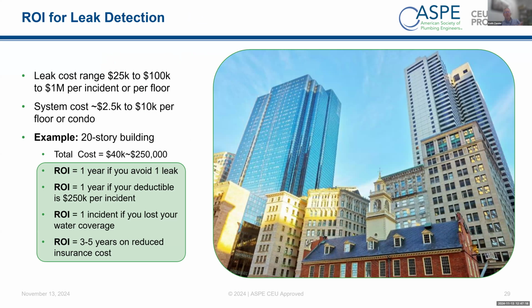Typical ROI calculation, again: leak cost ranges from $25,000 to $100,000 to $1 million per incident per floor. Normally people don't take action until they have pain, when they start making claims and the insurance company starts giving them pushback. Then they look at what it takes to install a system. If it's $2,500 per space or $10,000 per floor, a condo, for example, a 20-story building, depending on what tier level you install, it's $40,000 to $250,000 for the system. One year if you avoid one leak, one year if your deductible is $250,000 per incident.